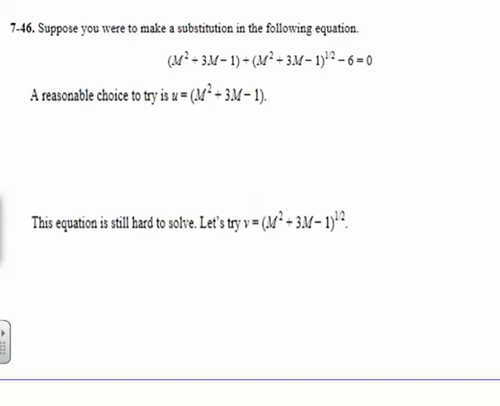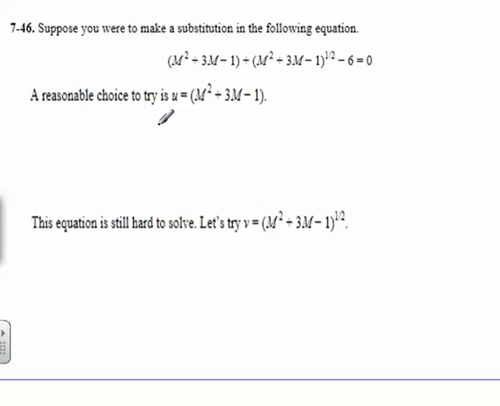Okay, we're going to pick up where we left off in class. With number 46 here, we're going to do another example of using substitution. Typically, a reasonable choice would be to make u equal to the big part that's here in the parentheses. So let's see what happens after we substitute that and how we can solve that.